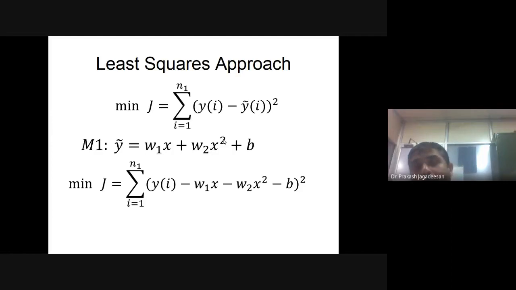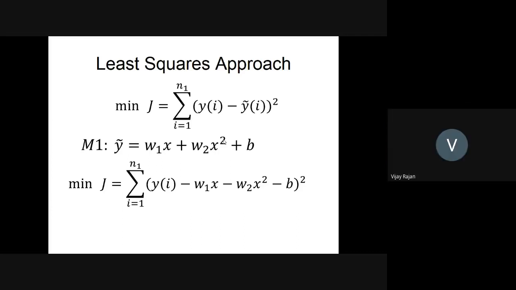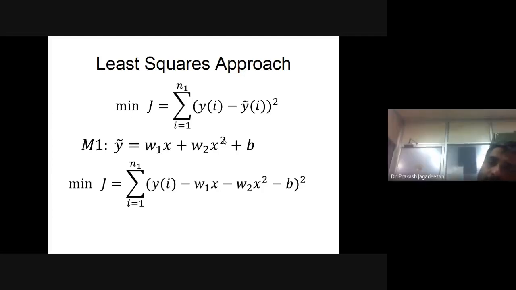Exactly. But here in my example, I've assumed the wrong structure. I'm assuming that it will be a function of x and x square. But my algorithm says no, w1 is going to 0. As a result, y theta is a function of x square. So the algorithm is able to correctly identify the model structure. Thank you, sir. Any other questions?